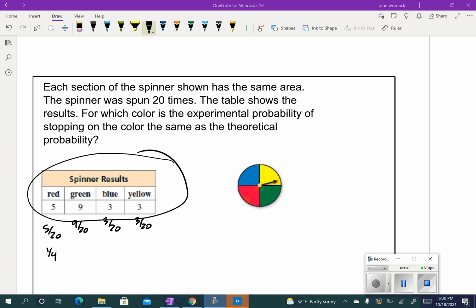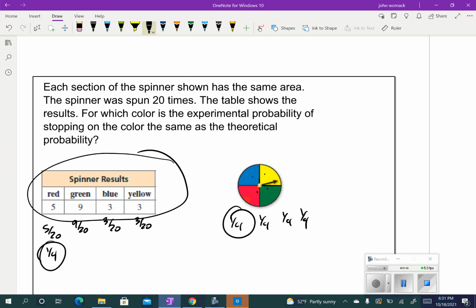So the question was, for which color is the experimental probability of stopping on the color the same as the theoretical? So let's do that. If these 4 have the same area, they're equally likely to get chosen. So to get a blue would just be a 1 in 4 chance. To get a yellow, 1 in 4. To get a red, 1 in 4. To get a green, 1 in 4. So which one does the experimental match with the theoretical? That'd be this one right here.